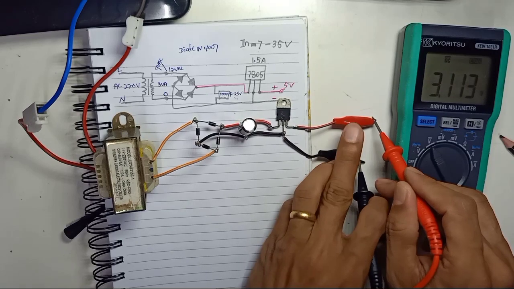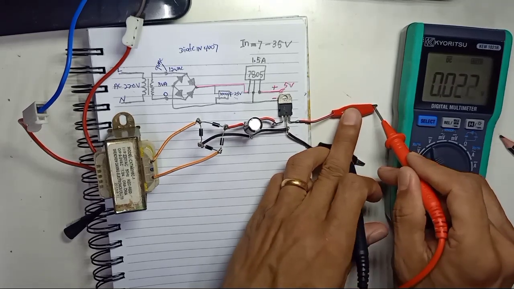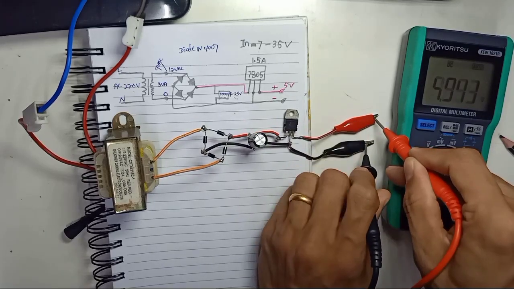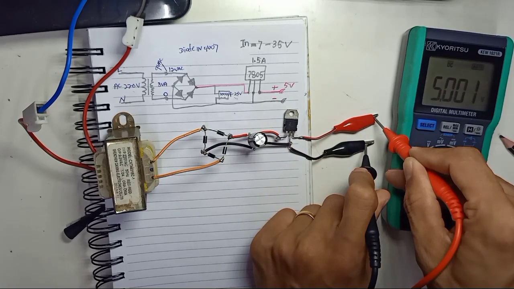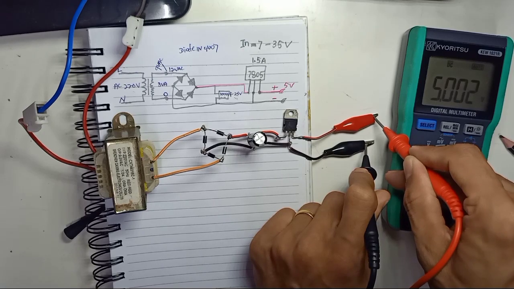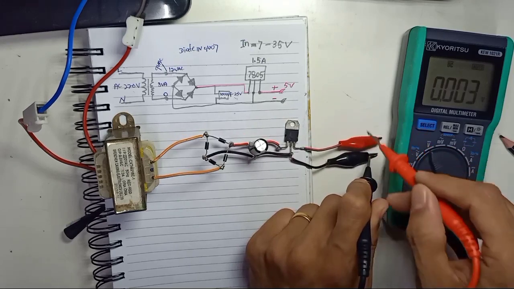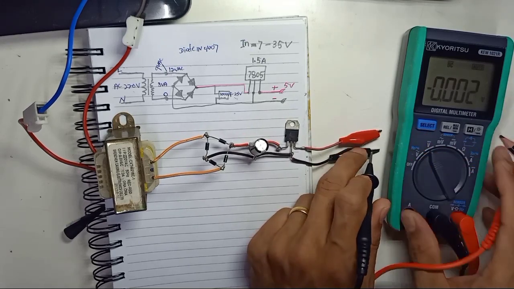5 volt. Now we get a 5 volt. After converting from this regulator, we have the output of 5 volt. Oh, you don't short this positive and negative.